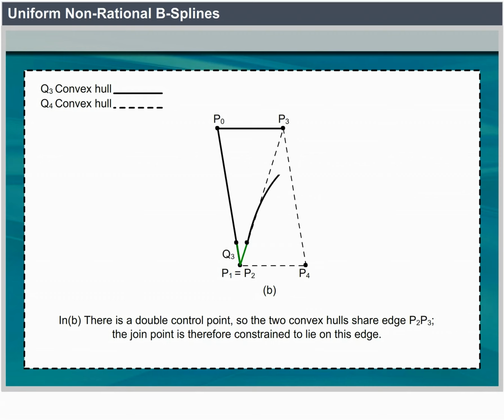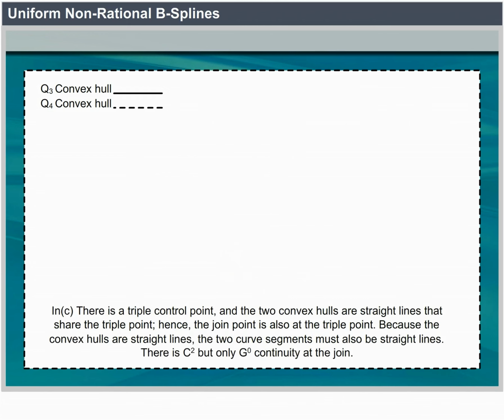In C, there is a triple control point, and the two convex hulls are straight lines that share the triple point. Hence, the join point is also at the triple point. Because the convex hulls are straight lines, the two curve segments must also be straight lines. There is C2 but only G0 continuity at the join.